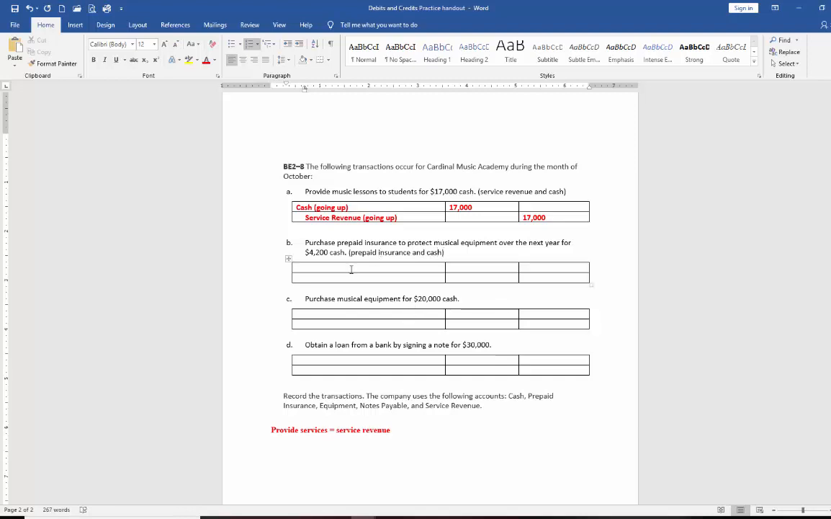All right, so what kind of account is prepaid insurance? Hopefully you know that it's an asset account. We have two assets. One is going up, one's going down. All right, so now you need to decide which one's going up and which one's going down. So if you're purchasing something for cash, generally speaking, the cash is going out, right? Think of your own transactions. You go into a store, you buy something for cash, you're paying cash, right? So in this case, prepaid insurance is going up. Okay, so we bought prepaid insurance for $4,200, and then cash is going down.